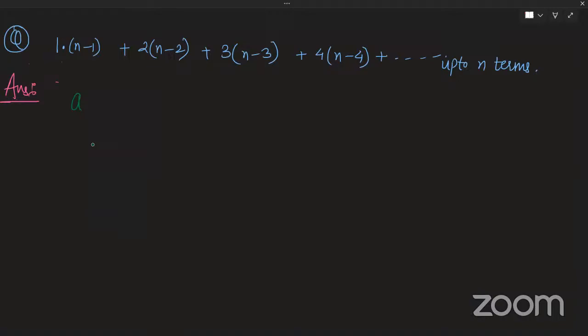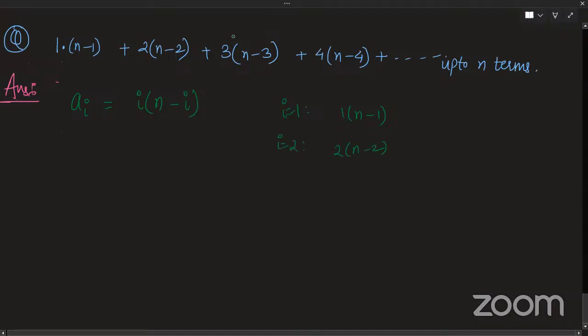So what will be its ith term? I into n minus I. And I into, tell me, n minus I. Correct. I into n minus I. Absolutely correct. You can just substitute values. If your I is 1, it is 1 into n minus 1. If your value is 2, it is 2 into n minus 2. If your value is 3, 3 into n minus 3. So yes, it is working correctly. So I into n minus I, right? Yes, sir, it is correct.